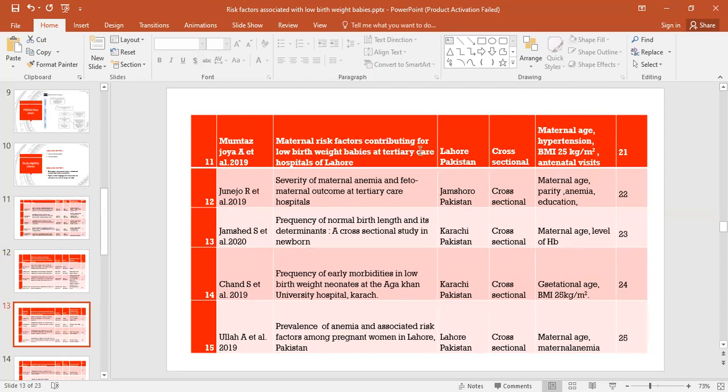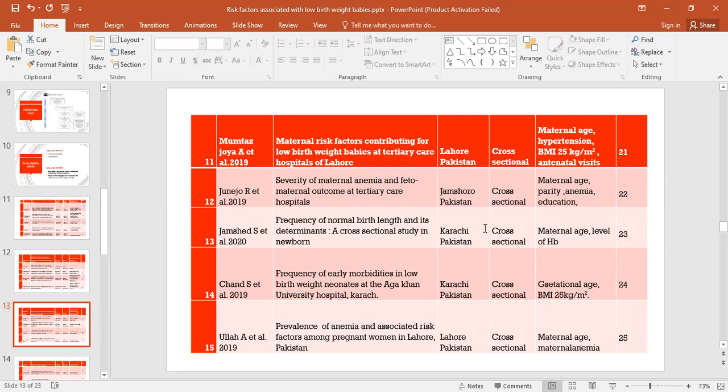Maternal risk factors contributing to low birth weight babies at a Tertiary Care Hospital of Lahore. This was conducted in Lahore, and the risk factors identified are maternal age, hypertension, BMI 25 kilogram, and no antenatal visit. Severity of maternal anemia and fetal-maternal outcome at a tertiary care hospital. The study was conducted in Jamshoro, Pakistan, cross-sectional, and the risk factors identified are maternal age, parity, anemia, education.